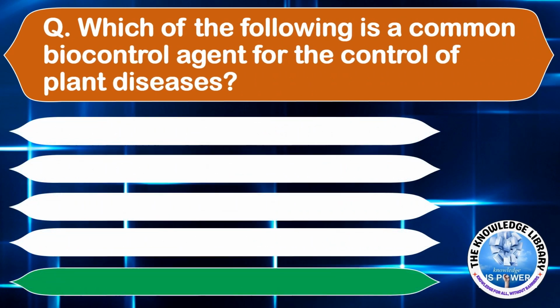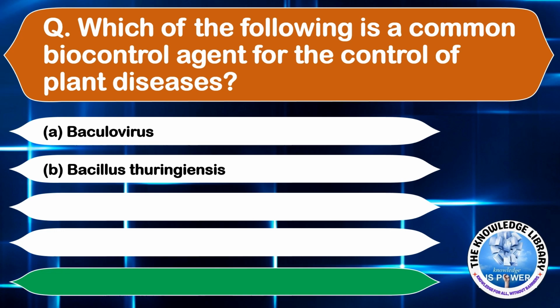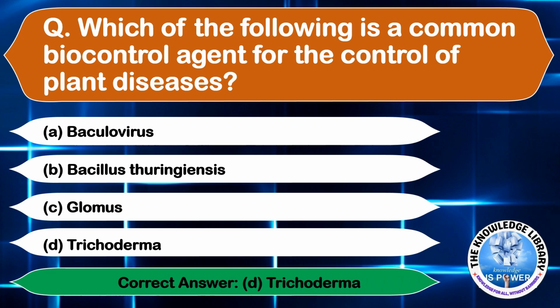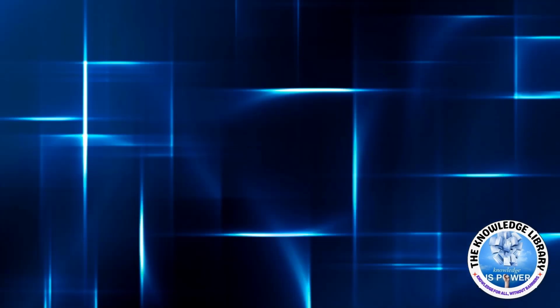Which of the following is a common biocontrol agent for the control of plant diseases? Option A, baculovirus. Option B, Bacillus thuringiensis. Option C, Glomus. And option D, Trichoderma. The correct answer is option D, Trichoderma. Moving on to the next question.